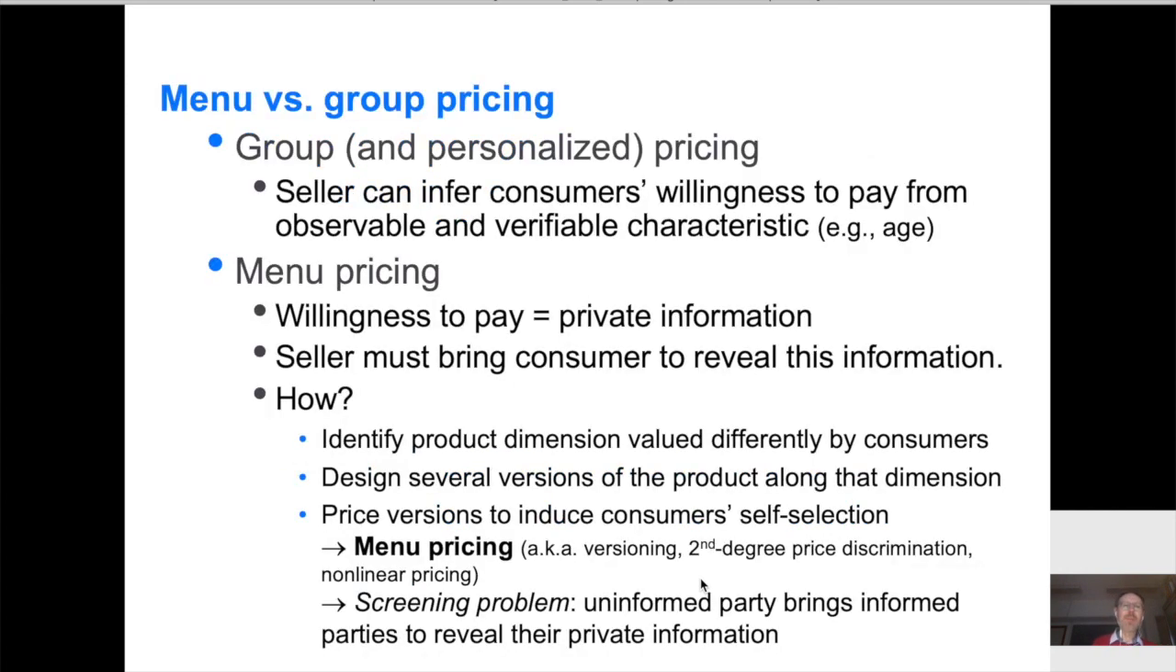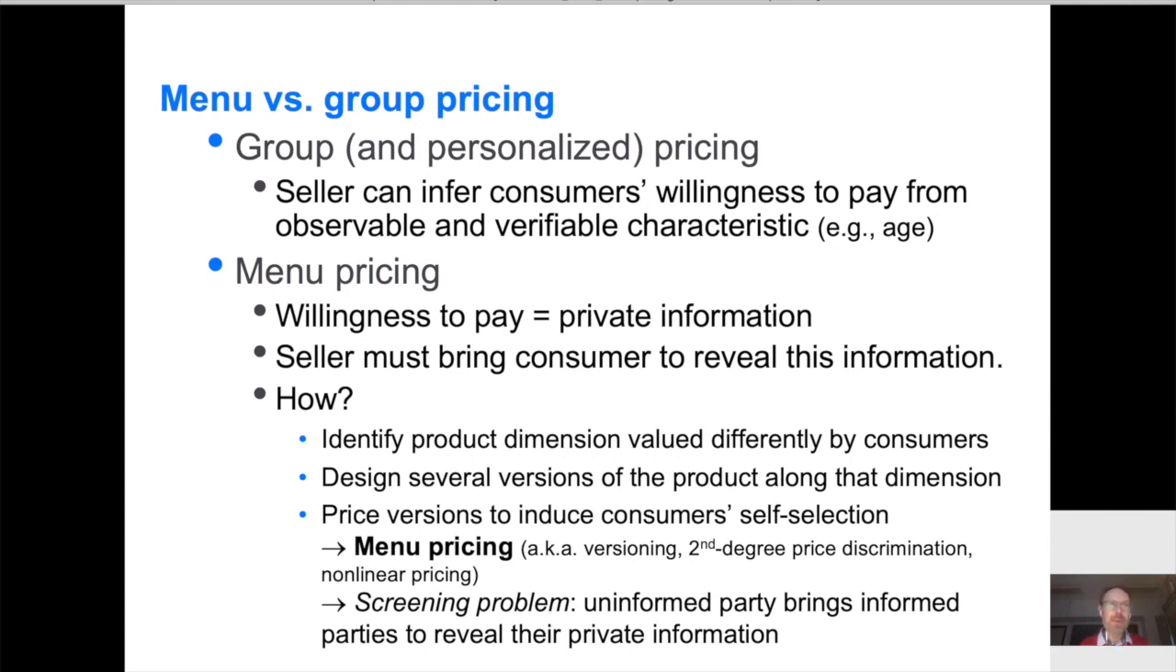Right, so first let me remind you of the difference between menu and group pricing. In the case of group pricing, and that applies also to personalized pricing, which is an extended or extreme version of group pricing, there is the possibility for the seller to identify consumers directly through some characteristic which is observable and verifiable. And of course this characteristic matters because it's related to the willingness to pay of the different groups.